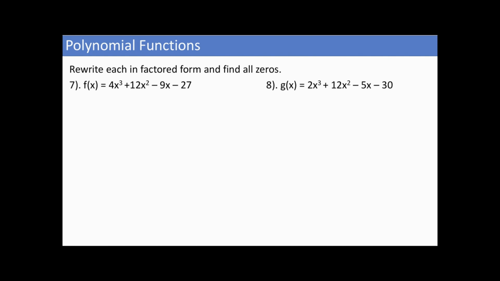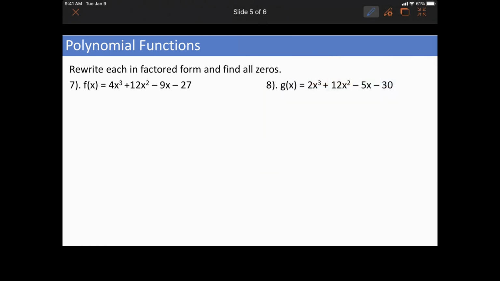Next. All right. So we're going to rewrite each in factored form and find all the zeros. All right. So group. I have a 4 and a 12, so 4 can go into both, and then x squared. That's x squared goes into 12x squared 3 times. And then this one I have 9 and 27, and the negative is for both of them. So I'm going to pull out a -9. That's going to make an x plus 3. Again, we knew that already from here.